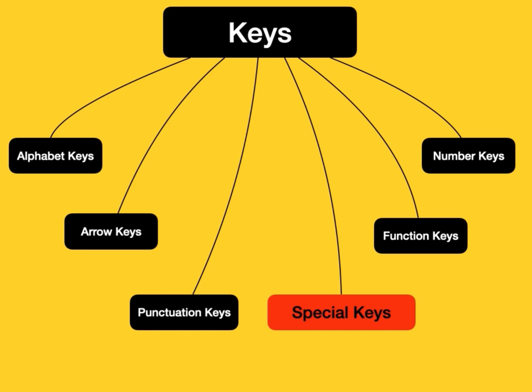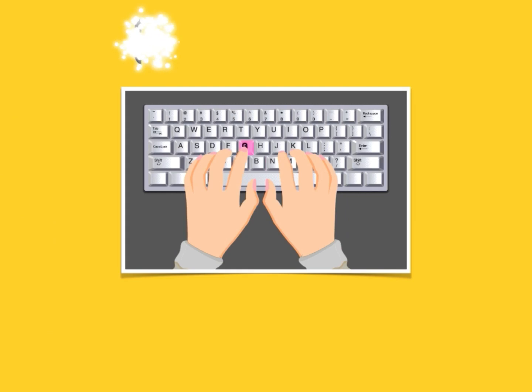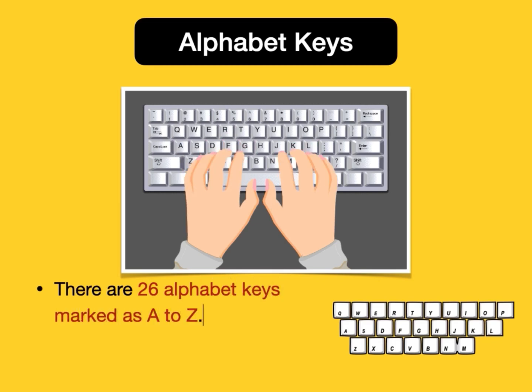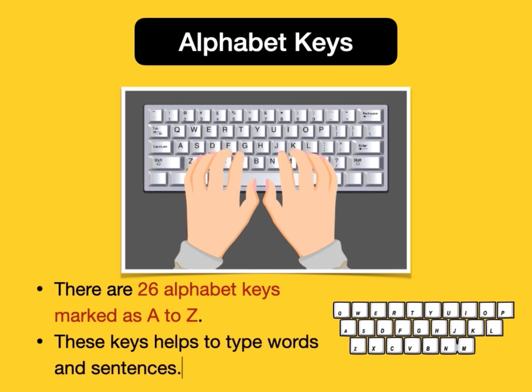So now let's discuss about alphabet keys. Kids, we have 26 alphabet keys on our keyboard. These are marked as A to Z. These keys help us to type words and sentences.